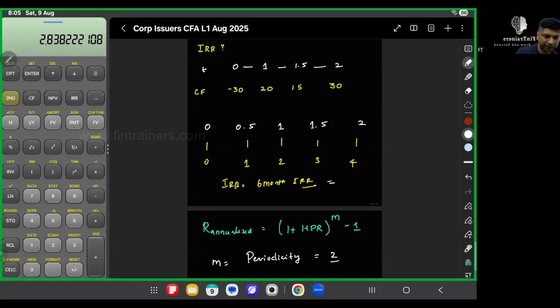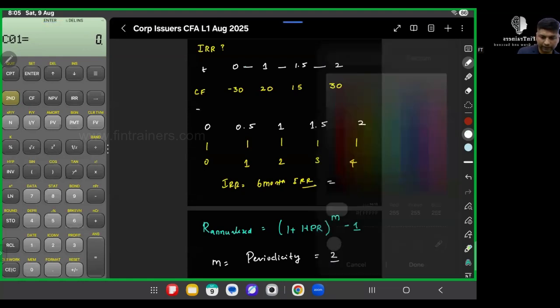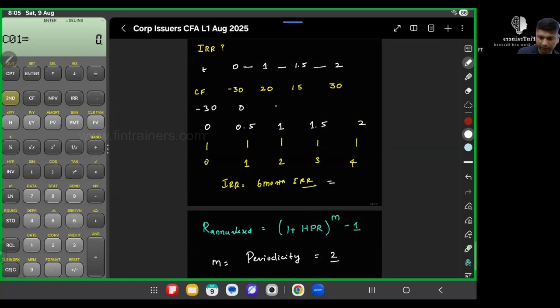Go to your cash flow function and clear the worksheet. CF0, we said, is 30 negative. Enter, down arrow. C01 is how much? 0. In 6 months, we are getting cash flow of 0. At time period 1, I'm getting 20, 15, 30. So C01 is 0. Don't forget that. Then come down to C02, which is 20, enter, down arrow. C03 is 15, enter, down arrow. C04 is 30, enter. Compute my IRR.